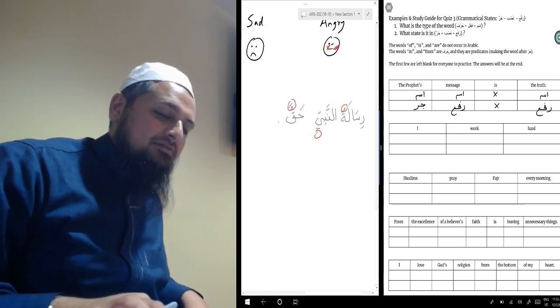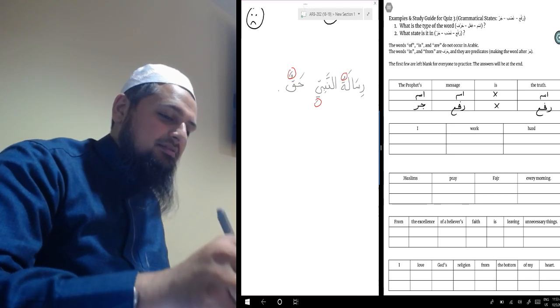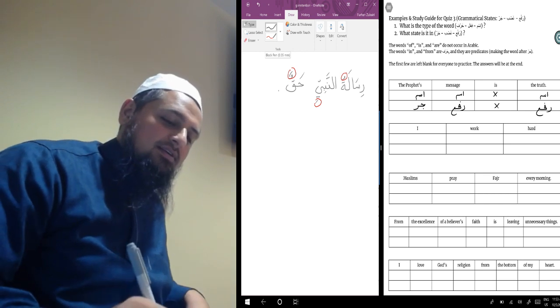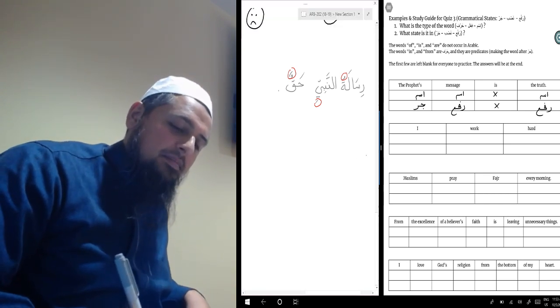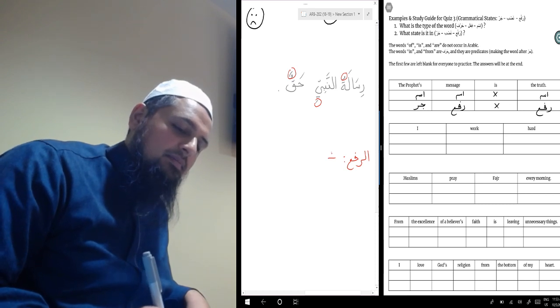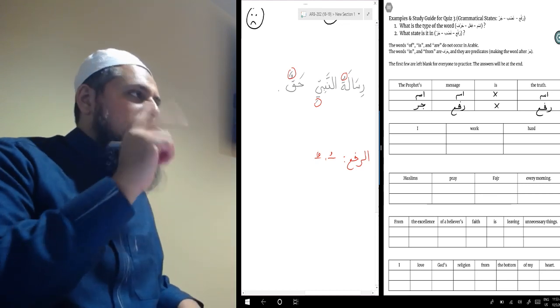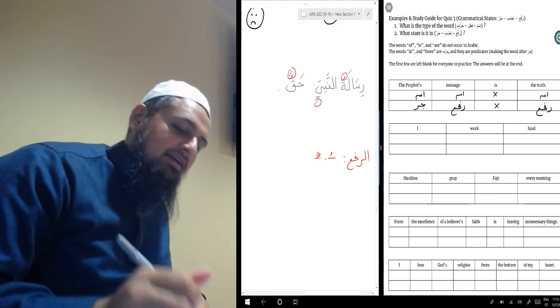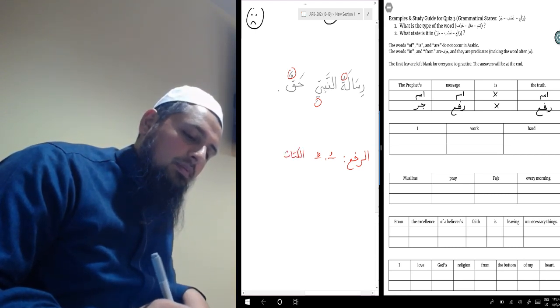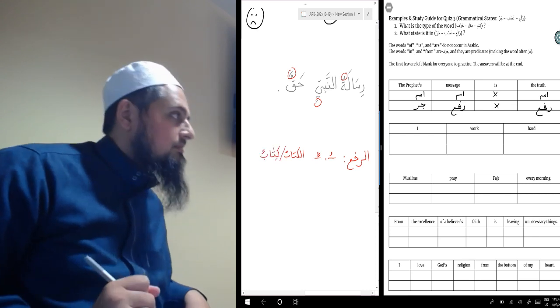Okay, so for the sake of simplicity and making things as clear as possible, if you have something in the state of rafa', it's going to be dhamma. There will be a dhamma, or it could be a dhammatan, one dhamma or two dhammas. Like, for example, the word al-kitabu, or the word kitabun. Make sense?